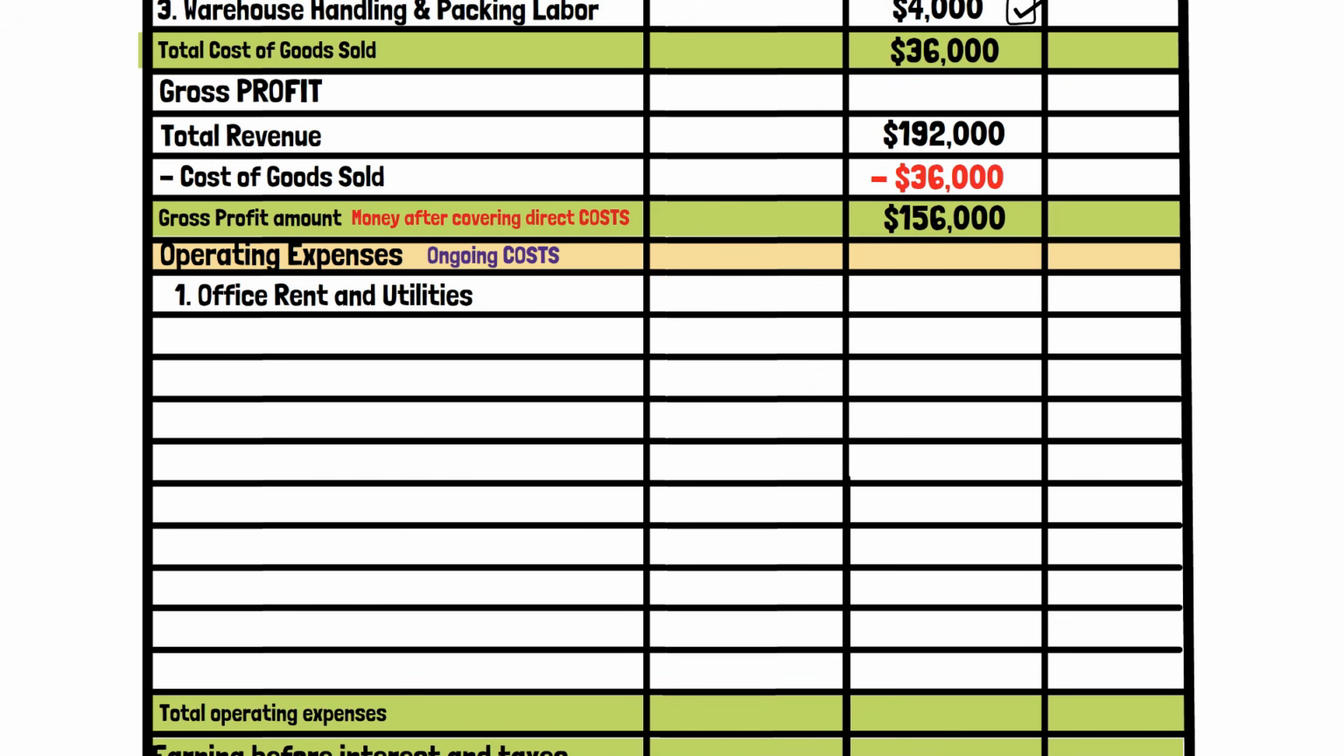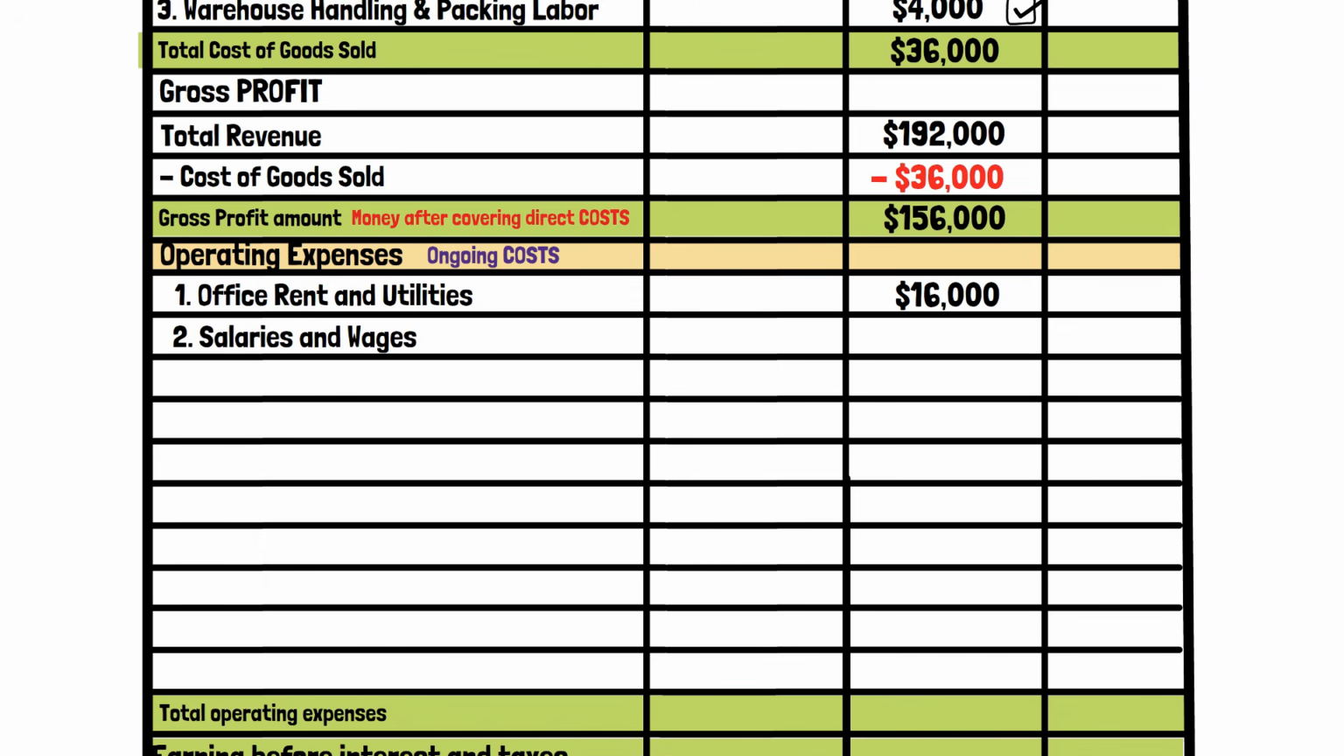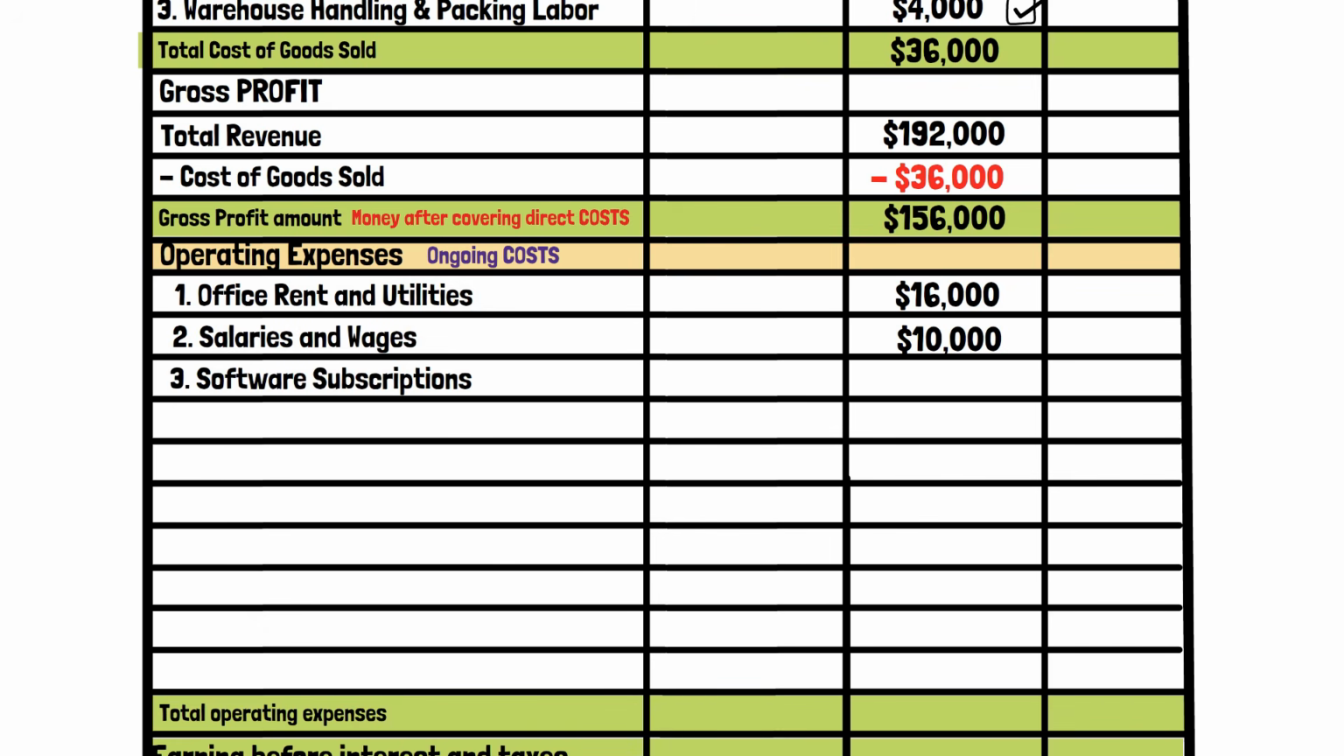The business pays for office space, electricity, internet, and basic utilities, totaling $16,000 for the year. The second major operating expense is salaries and wages. This includes payments to administrative staff, a sales coordinator, and part-time support roles, amounting to $10,000 annually. The business also uses several software tools to operate efficiently. Accounting software, customer management systems, and cloud storage subscriptions together cost $100 for the year.